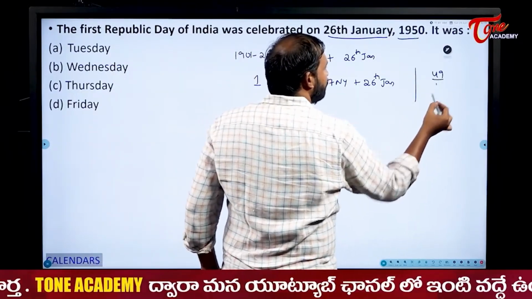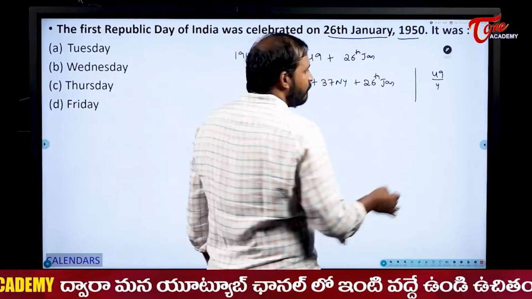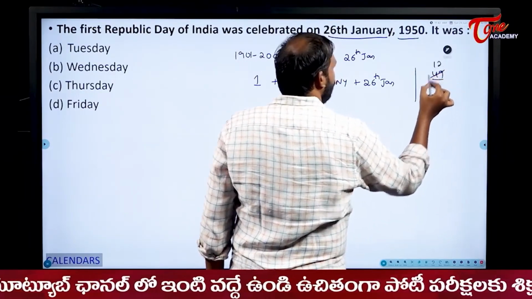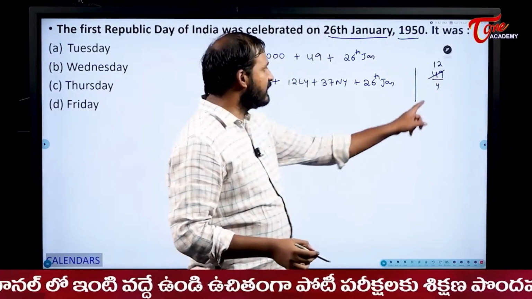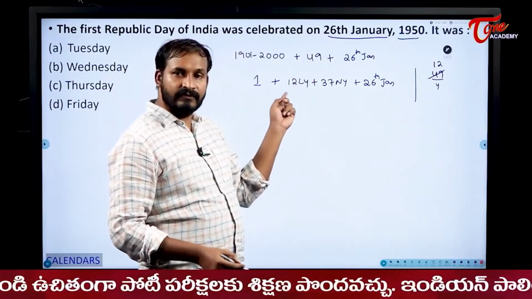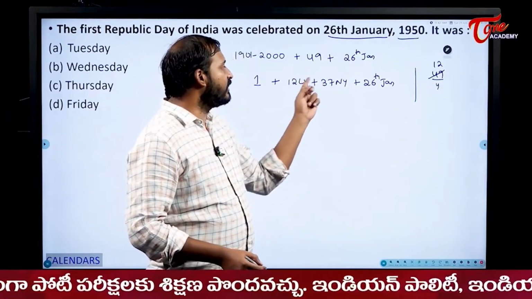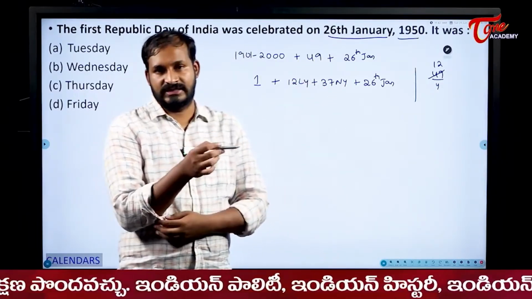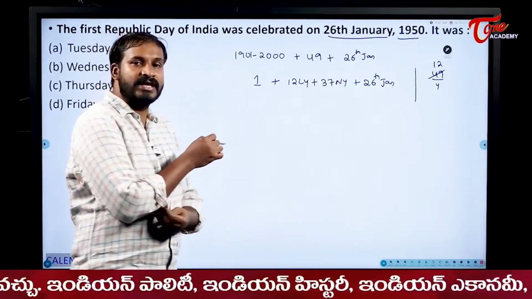If not, please see here. 49, I will divide it by 4. 4 ones are 4, 4 twelves are 48. So exactly the multiple is 12. So that is the reason for 12 leap years. Out of 49, if 12 are leap years, the remaining 49 minus 12 becomes what? 37. 37 are normal years. Okay. So plus 26th of January.